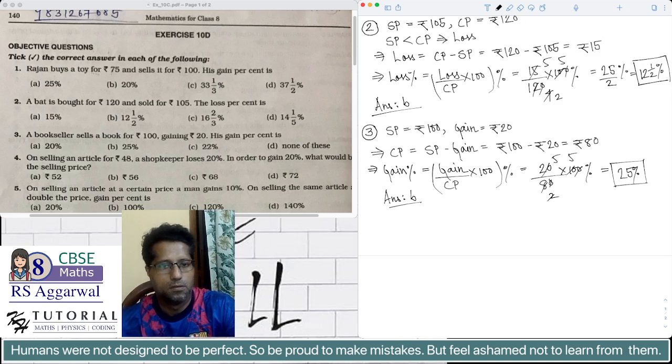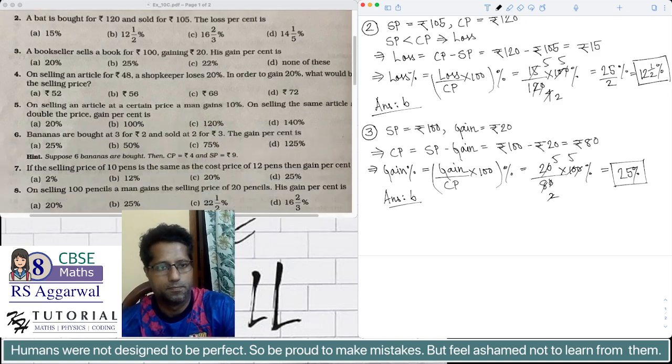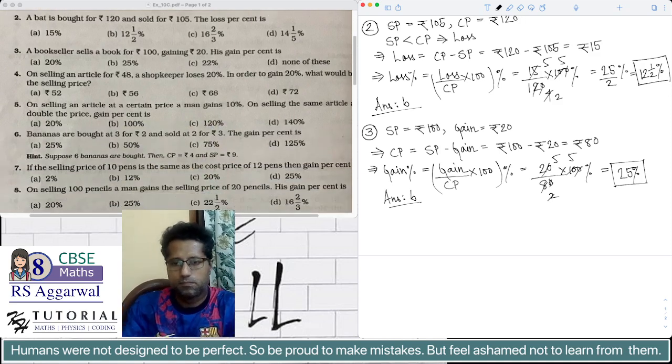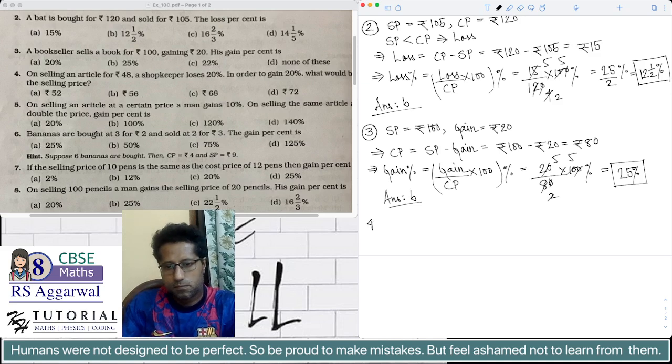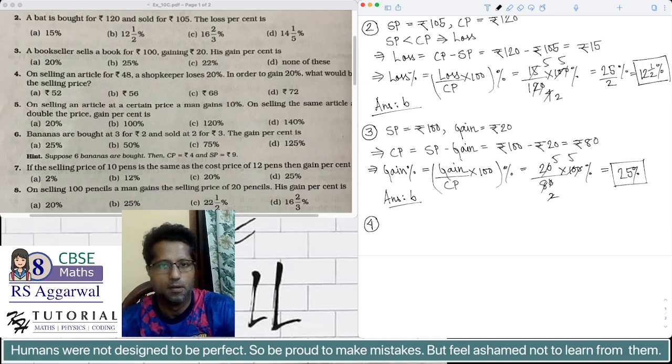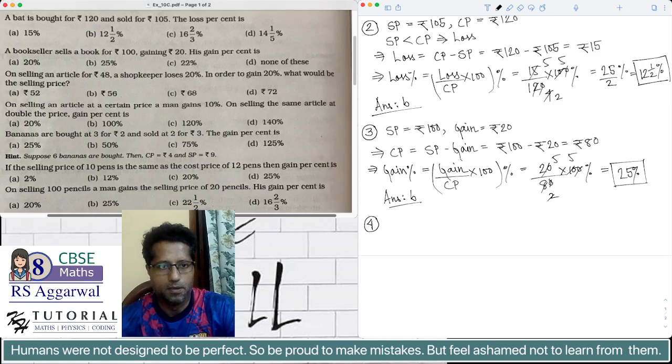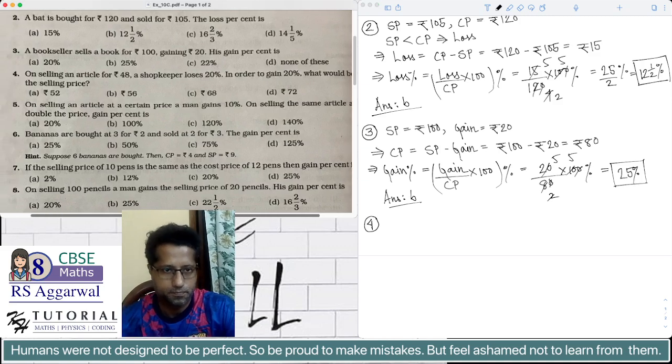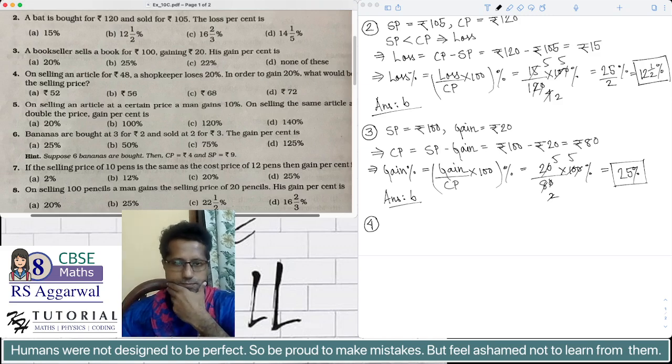Okay, let's do question number 4. On selling an article for rupees 48, a shopkeeper loses 20%. In order to gain 20%, what would be the selling price? What would be the selling price?